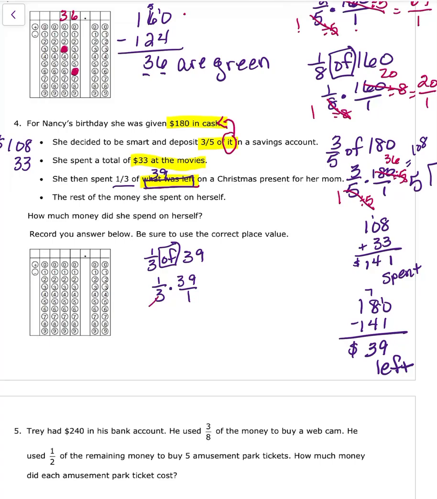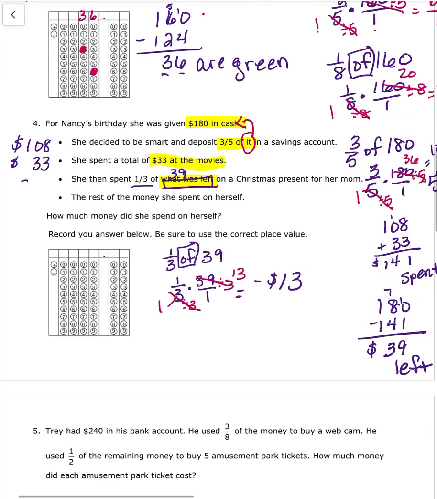Can simplify, thankfully. So that'll be 1. That will be 13. So she spent $13 on her mom's present. So this would be 13. The rest of the money she spent on herself.